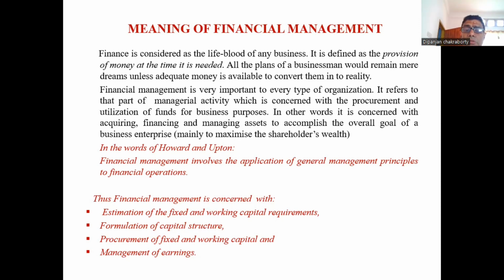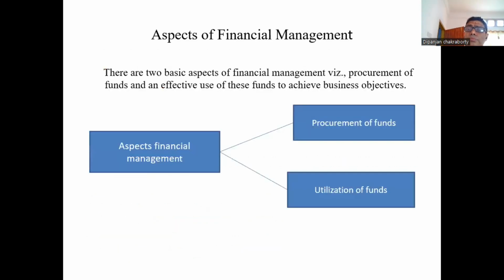And the last aspect of financial management is management of earnings. If a firm earns, earning is not the only main thing. A business has to manage the earnings. Whole earnings should not be distributed as dividends. Part of the earnings should be distributed as dividend to the shareholders, and another part should be kept for the future expansion, growth, and diversification of the business. This is all about the concept of financial management.